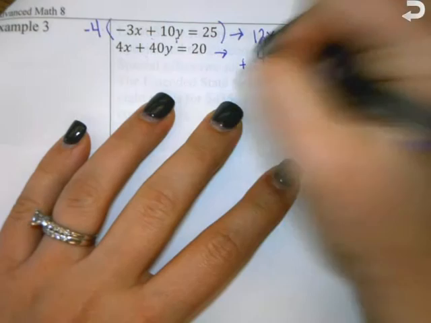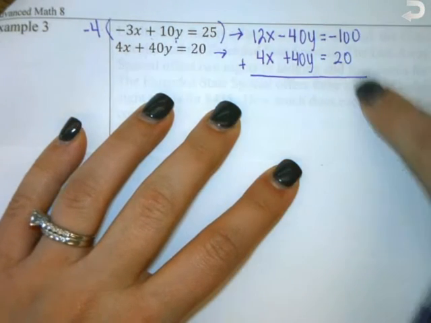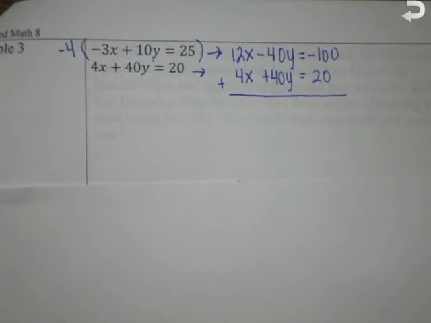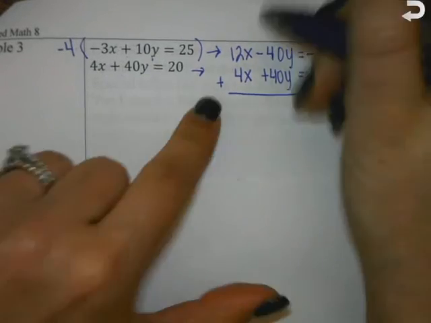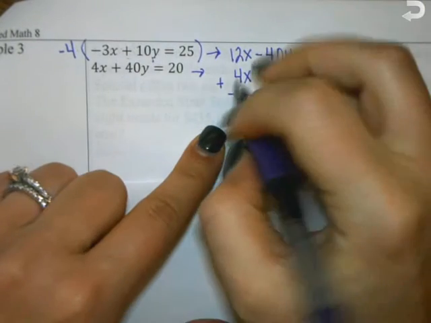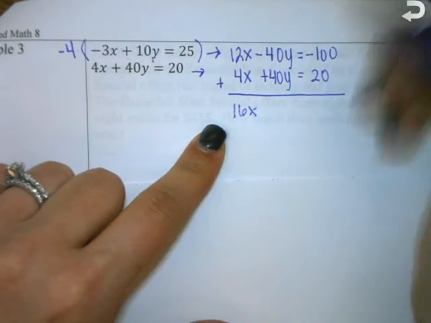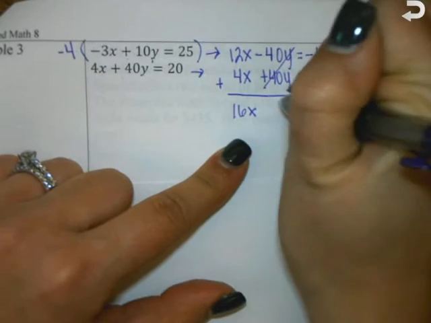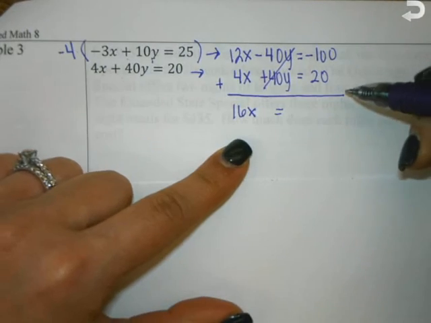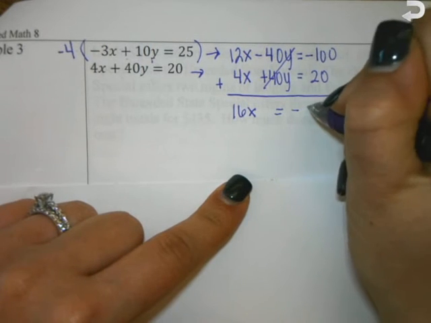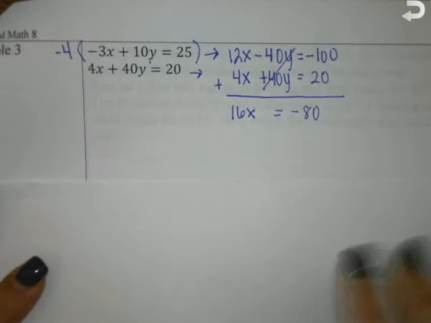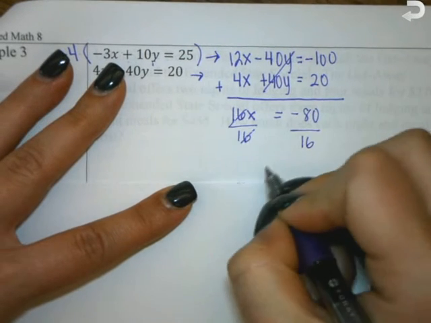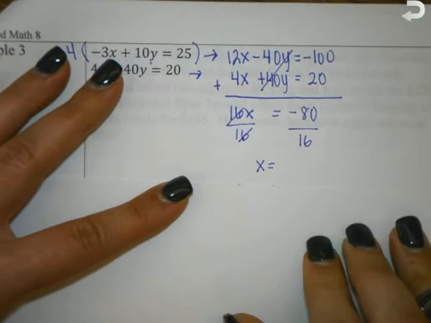So here's what I'm going to have you guys do. We set the whole thing up. In your groups, finish this problem. All right, guys, so when we add 12x and 4x, what did you get? 16x, negative 40y plus 40y. What happens? Eliminate or cancel. What about negative 100 plus 20? Negative 80. So then we divide by 16. And for those of you who just had to use a calculator, what'd you get? Negative 5. Yep.